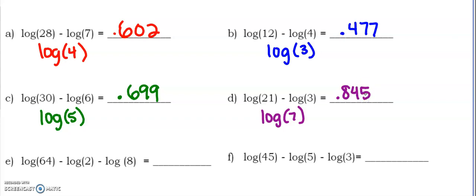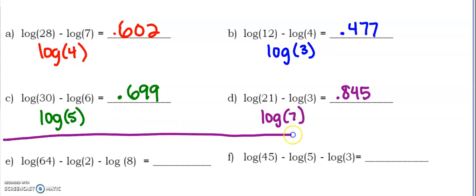So I want you to pause your video and look over A through D and think about how we started the lesson talking about the word quotient. And think about how we might be getting 28 and 7 to become 4, 12 and 4 to become 3. Think about that for a second. Pause your video if you need to. Okay, and hopefully you're coming up with quotient meaning division.